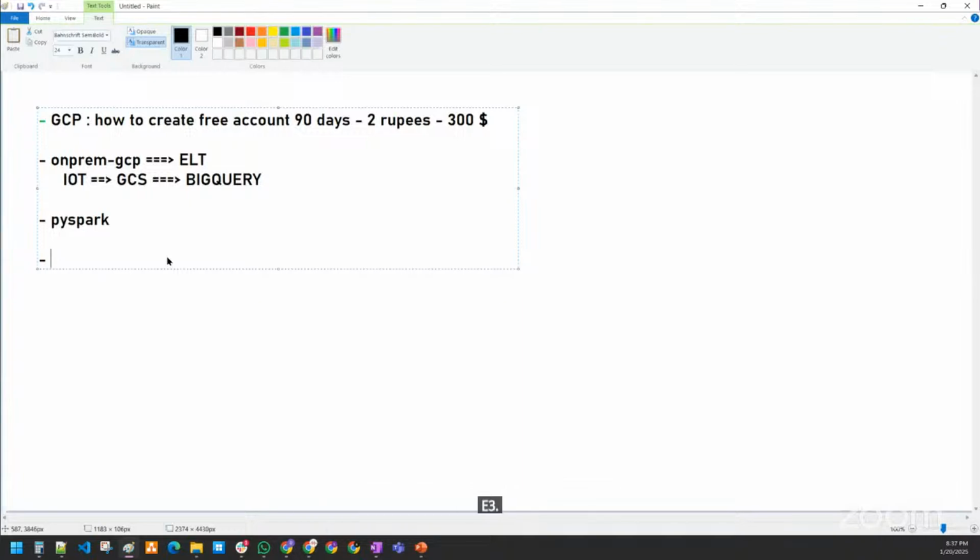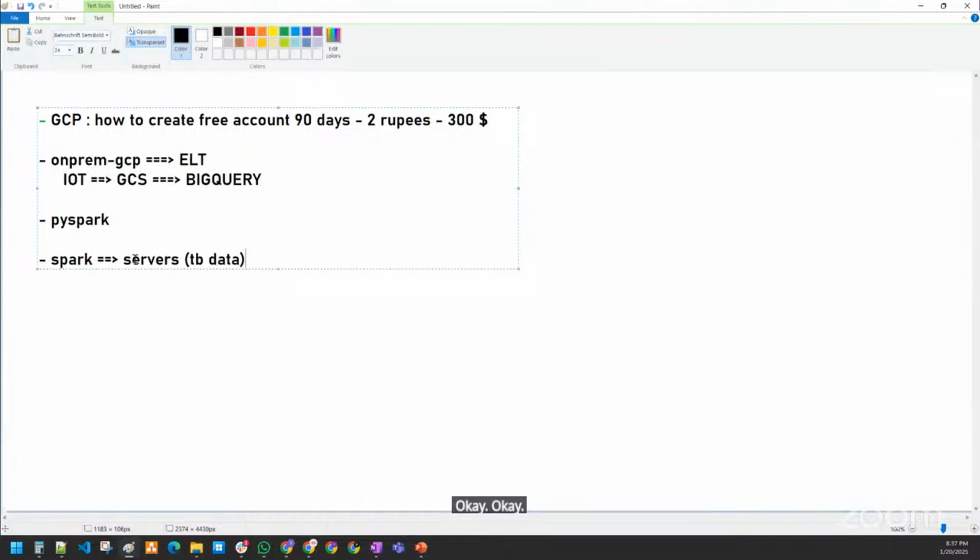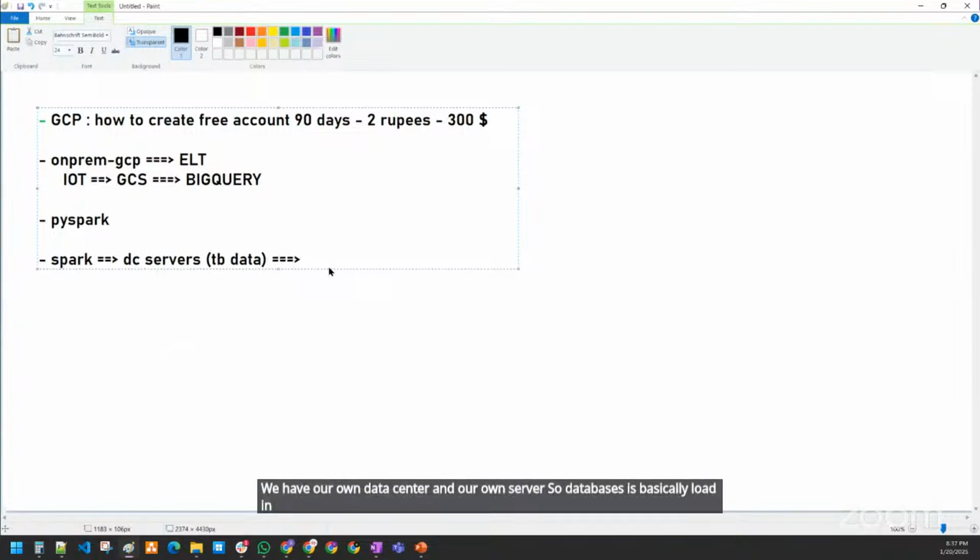Sir, in my current organization, I work in Sapphire Foods, where I have data in different servers, in terabytes. Basically we deal with on-premises. We have our own data center and our own servers. So the databases are loaded in different servers, in terabytes as well.